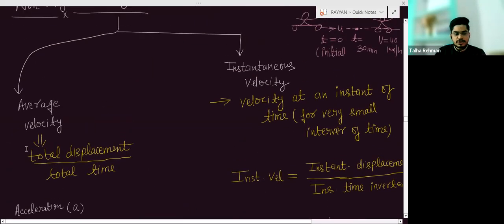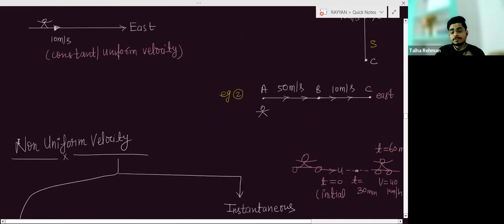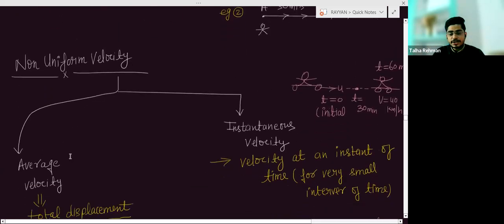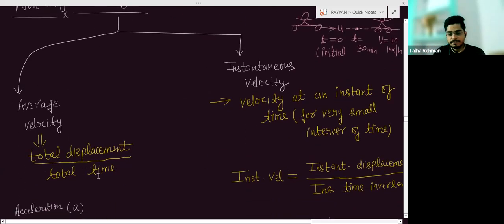Now average velocity. What is the average speed? Total distance divided by total time. Now average velocity is total displacement divided by total time. Average velocity is total displacement divided by total time.